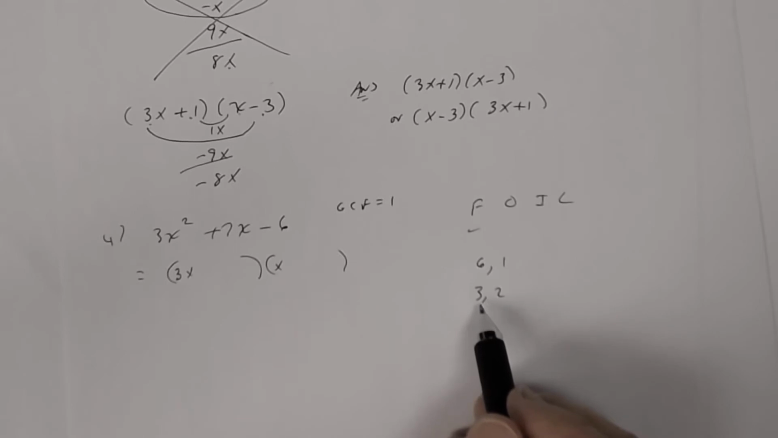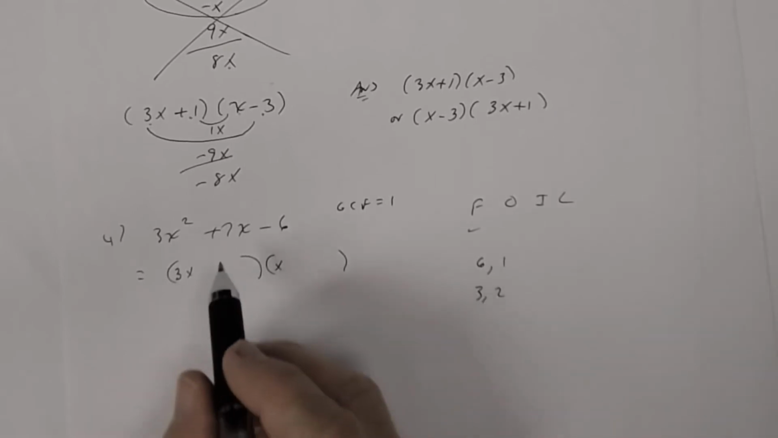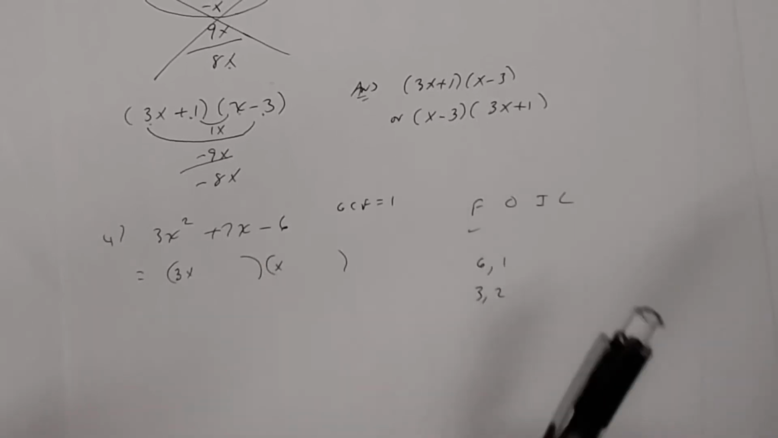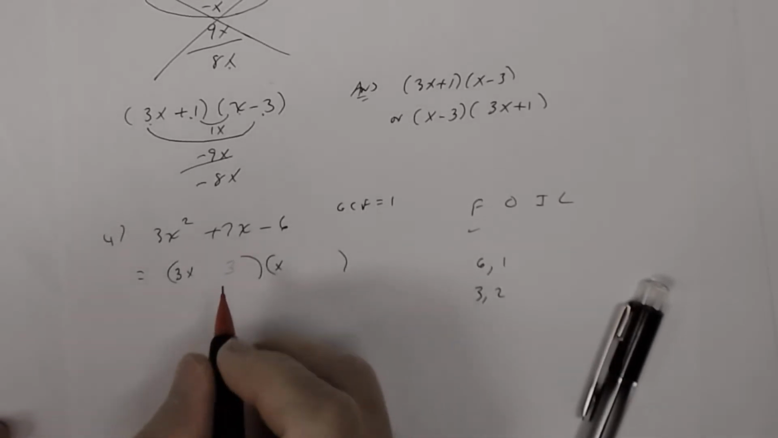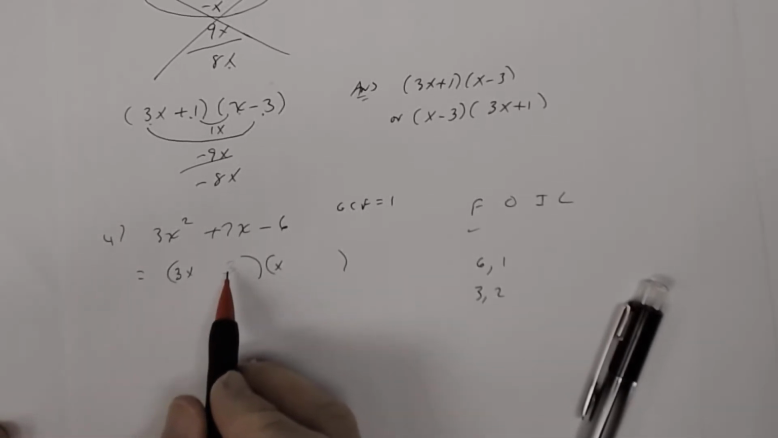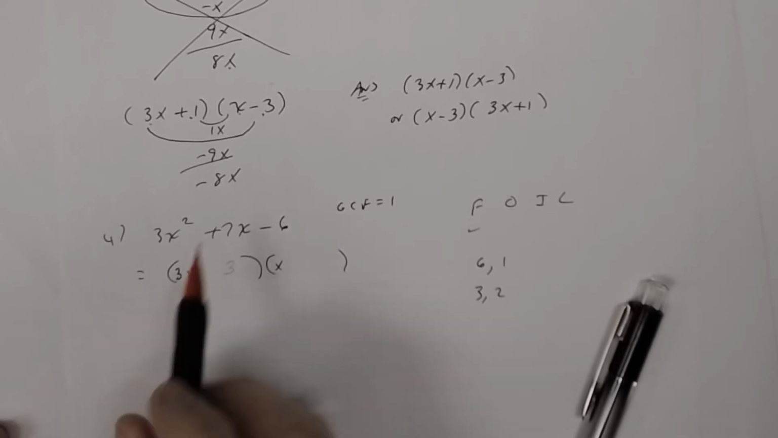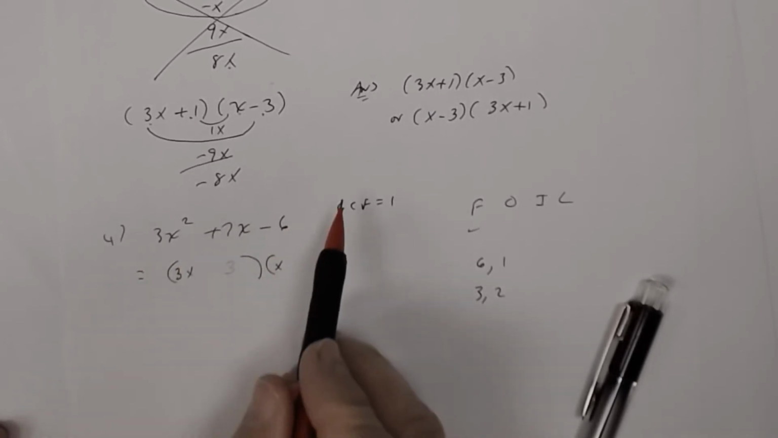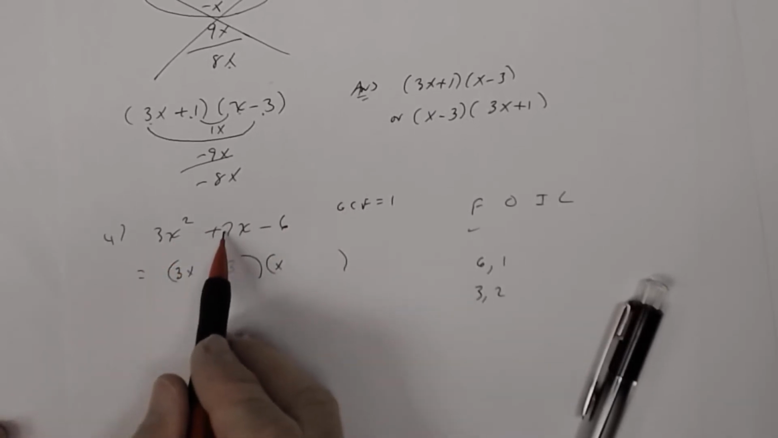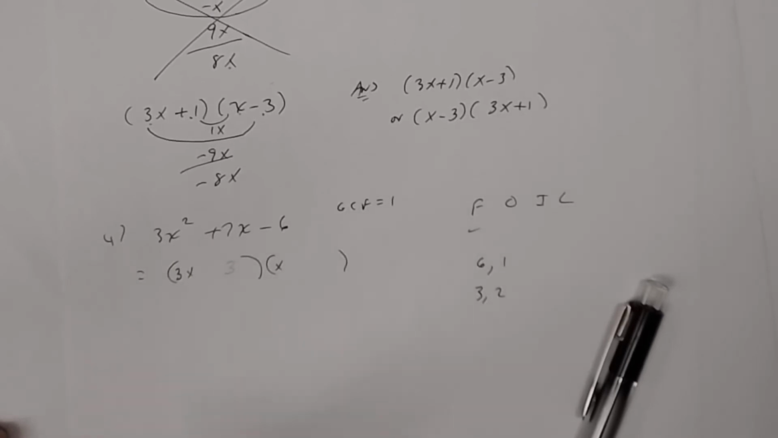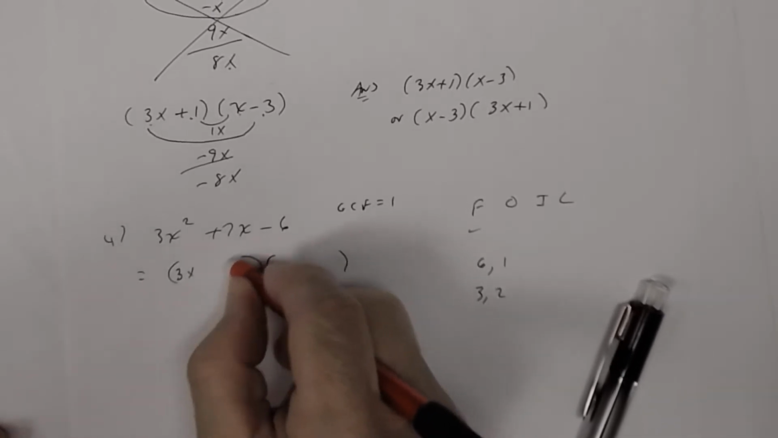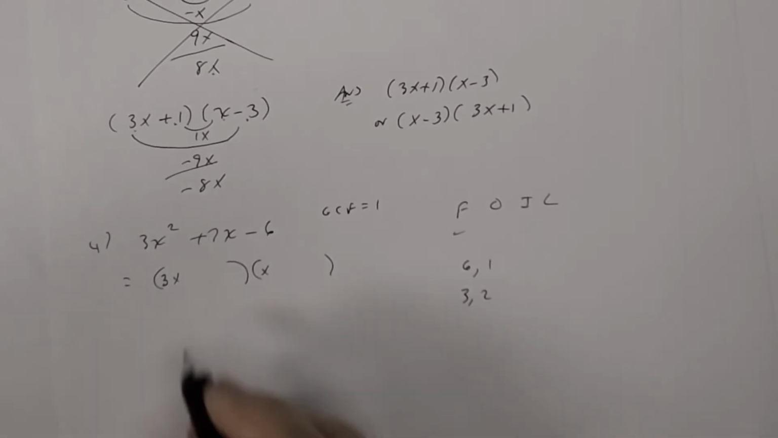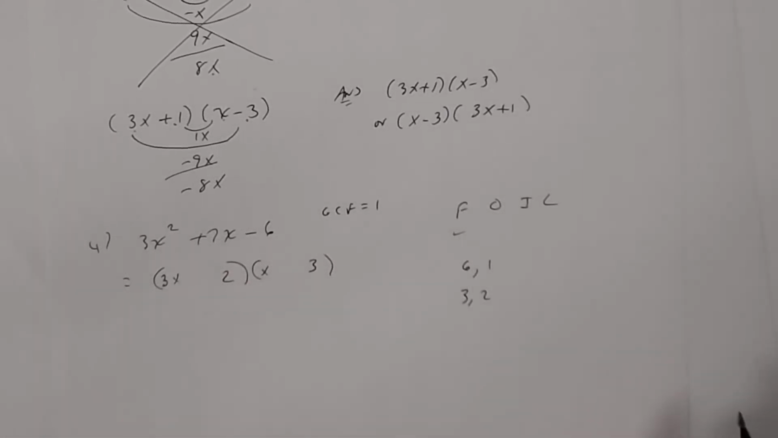So if I choose 3 and 2, am I going to put 3 here? No, for the same reason we had a discussion earlier. If you put 3 here, then that means you can factor out a 3, which means that the GCF is not 1, because all of these are divisible by 3. So I cannot put the 3 there. I've got to put 2 here and then 3 here.